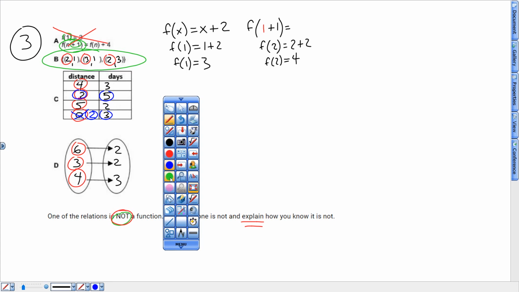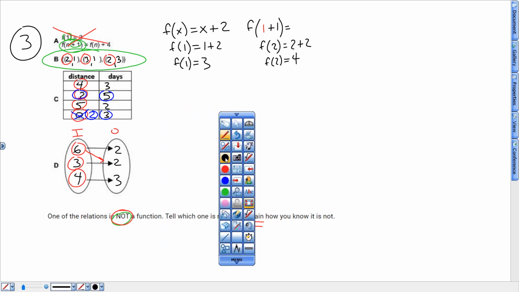An input-output table right here, for it to break the function rule, would have 2 arrows shooting out of one of these input numbers. That would be showing an input spitting out 2 different outputs. That would be like, oops, that would be a bad arrow, sorry. Let's do an arrow pointing down here to 3. There we go. So that would be breaking the function rule. That would be like 6, 2, and then another 6 spitting out 3. You cannot have that same input give you 2 different outputs. That breaks the function rule. All right, moving on.